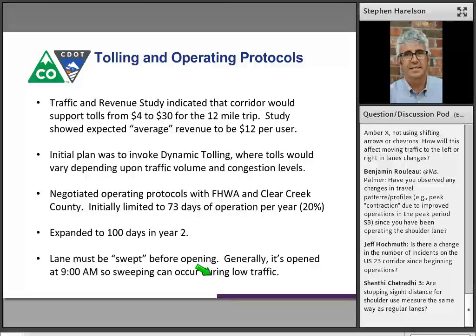Our initial study said that the corridor would support tolls from $4 up to $30 for this 12-mile trip, and that the expected average revenue would be $12 per user. We also were going to try to invoke dynamic tolling, where we would use traffic counts, as has been discussed earlier in this webinar, where we'd vary the price. What we were hoping to do was keep the speed differential at less than 10 miles per hour, so that the express lane would be going no more than 10 miles per hour faster.